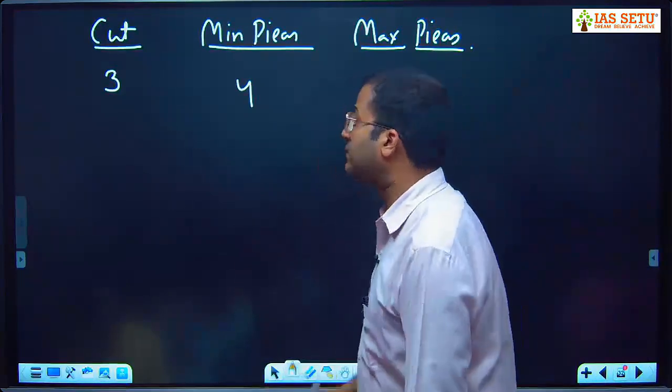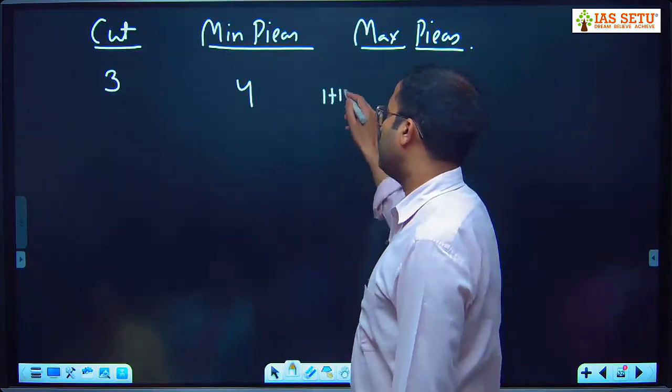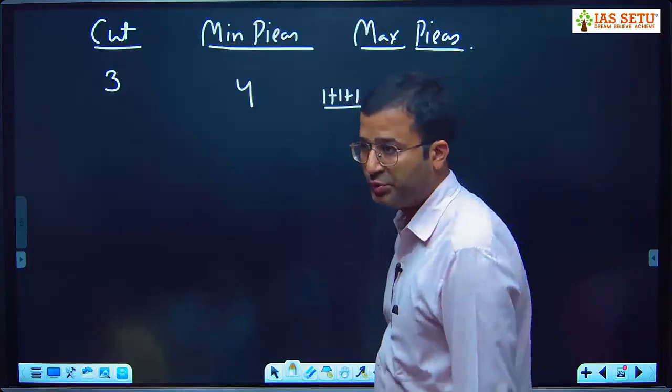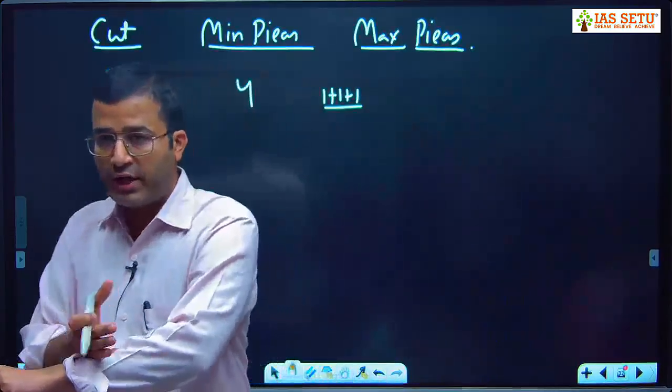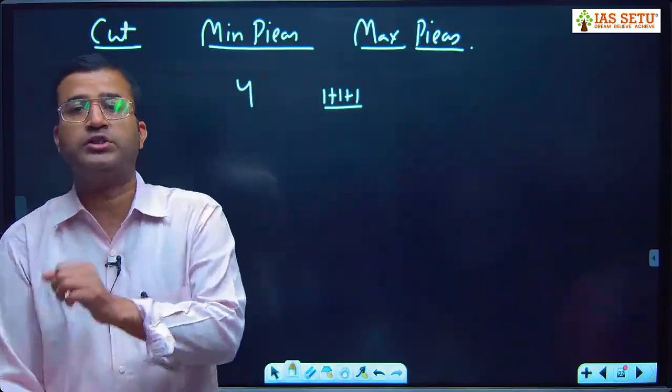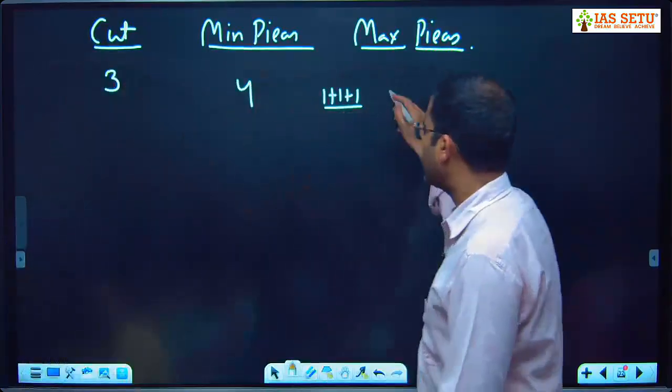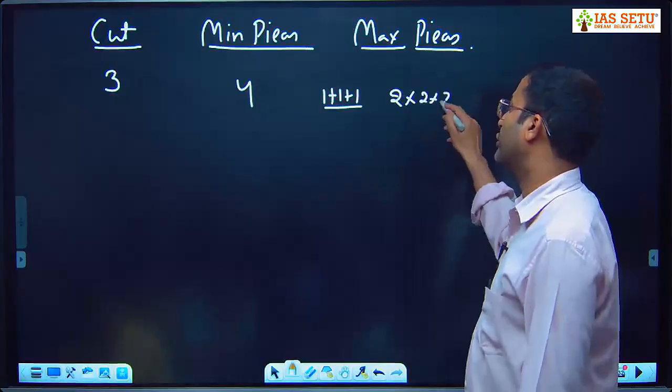For maximum, 1 plus 1 plus 1 is the best distribution. 1 cut on X, 1 cut on Y, 1 cut on Z is the best distribution. How many pieces will there be? 2 into 2 into 2, 8.